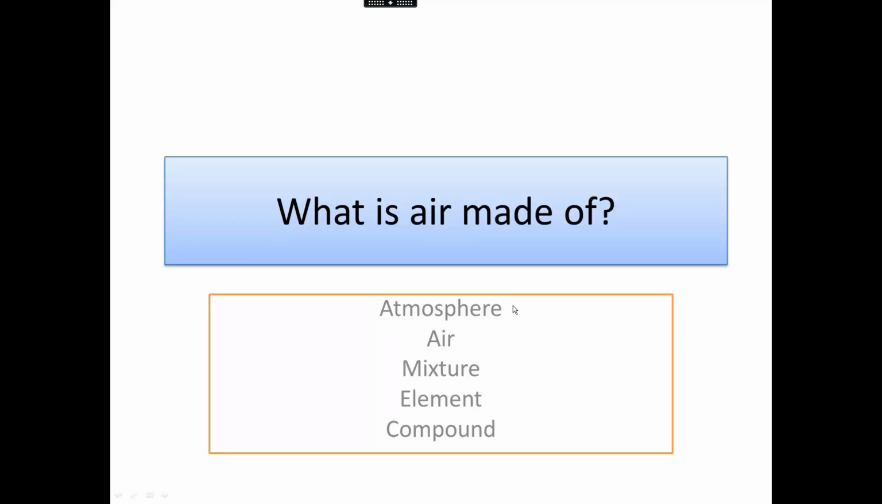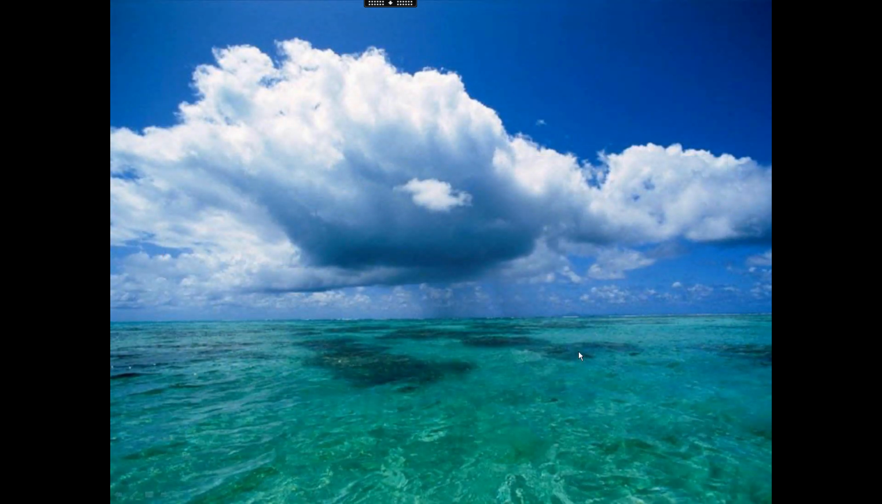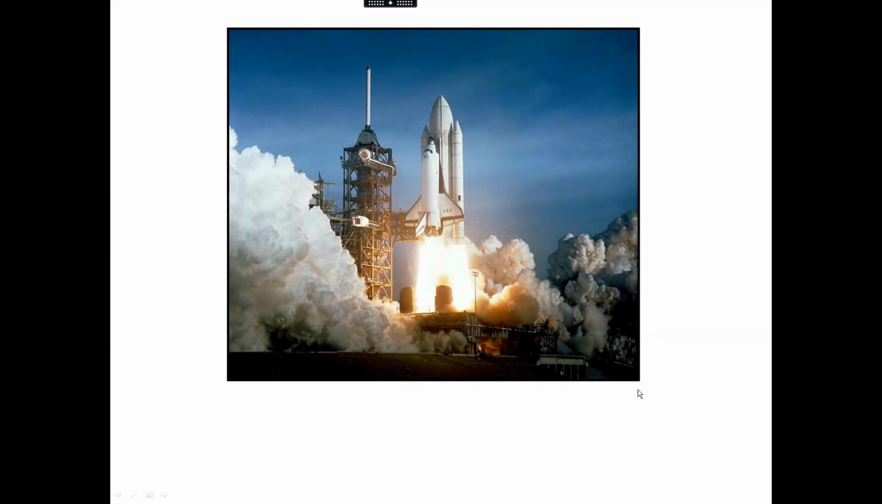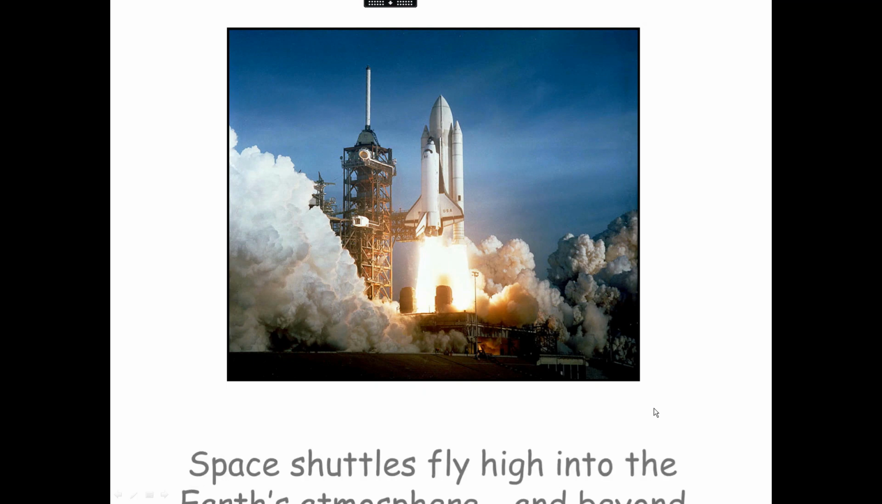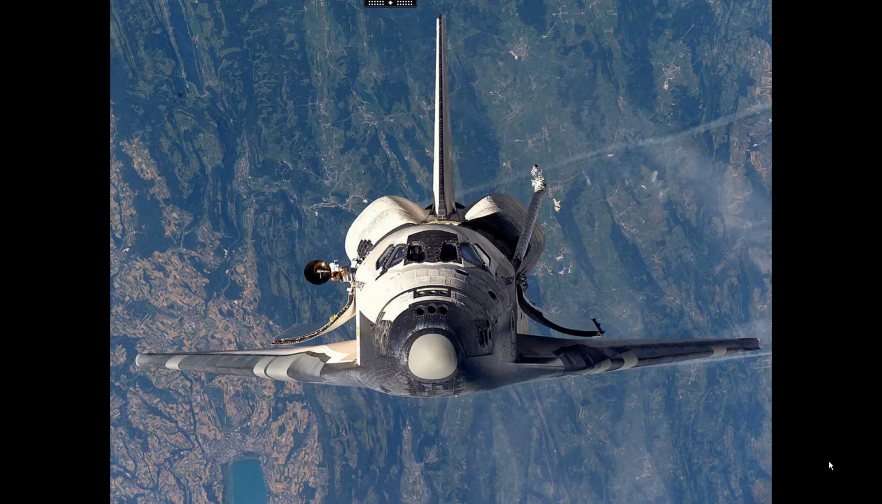So we're going to look at the Earth's atmosphere, and what is air made of is the driving question for today's lesson. And as part of this lesson, we will revise the words mixture, element, and compound. Okay, so what is air made of, and what do we mean by the Earth's atmosphere? Now let's imagine a space shuttle travelling up through the Earth's atmosphere towards outer space. What would it actually move through?